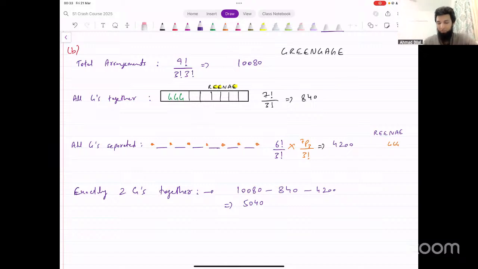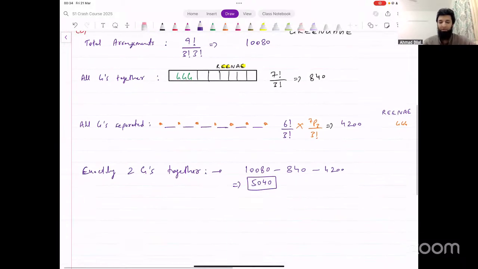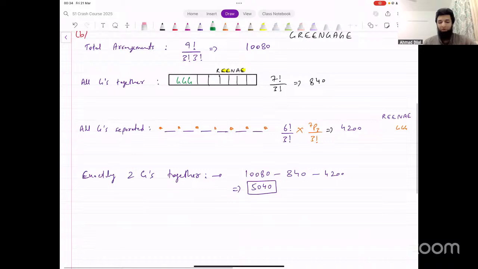This is one way of doing this that's pretty long for those 3 marks, right? That we have to find so many cases. Find the total and then subtract from that the case when all are together and then all are separated, and that gives you the result. Okay, this is one possible way of doing this.